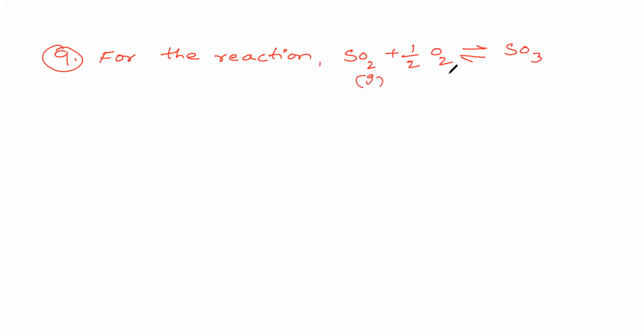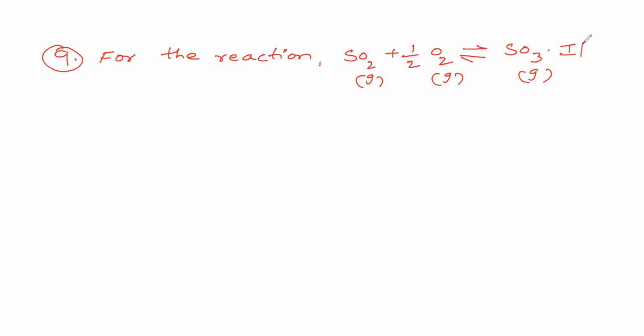For the reaction SO2 plus half O2 gives rise to sulfur trioxide. SO2 is gas, half O2 is gas, sulfur trioxide is also gas.